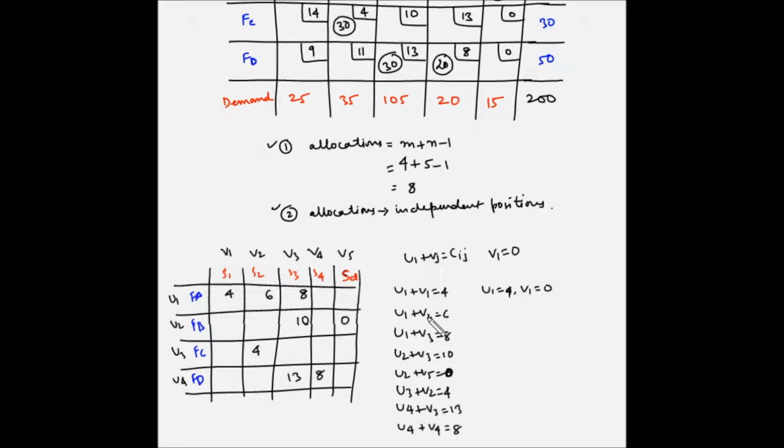Now u1 is 4, so v2 is 6 minus 4, which is 2. Now u1 is 4, so v3 becomes 8 minus 4, which is 4. Now v3 is 4, so u2 is 10 minus 4, which is 6. Now u2 is 6, so v5 becomes 0 minus 6, which is minus 6.